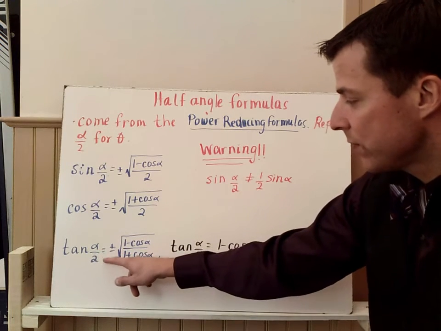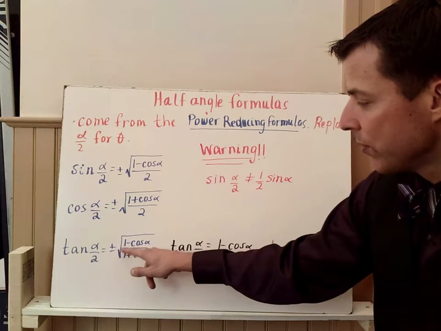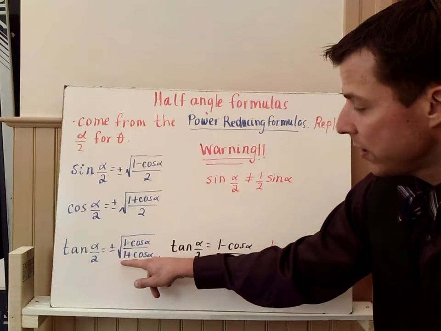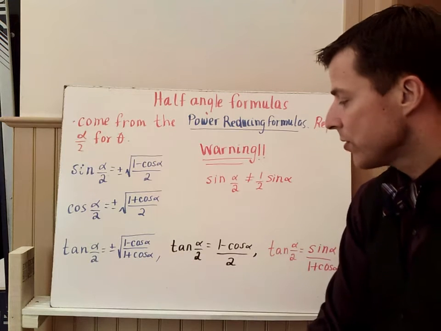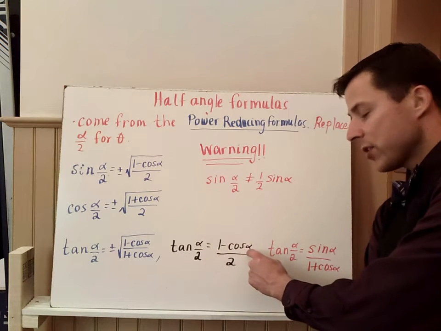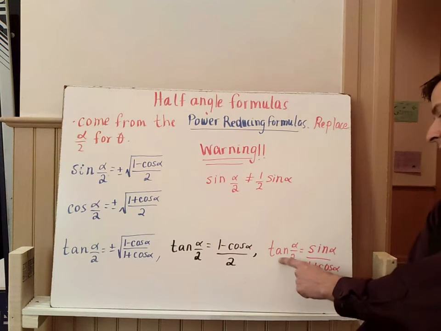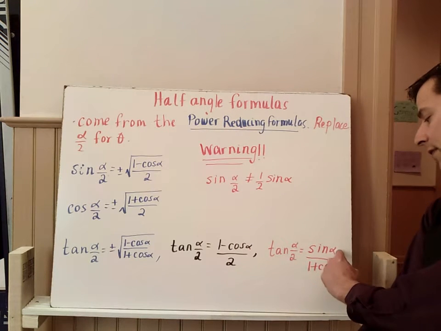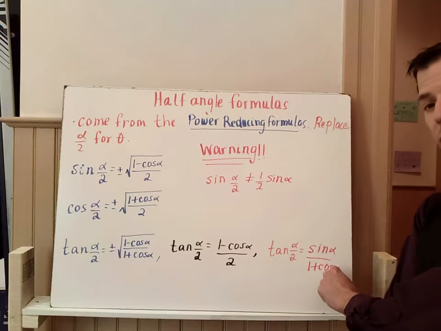You have tangent of alpha over 2 equals plus or minus the square root of (1 minus cosine alpha) over (1 plus cosine alpha), and then tangent of alpha over 2 can equal (1 minus cosine alpha) over sine alpha, and finally tangent of alpha over 2 equals sine of alpha over (1 plus cosine alpha).